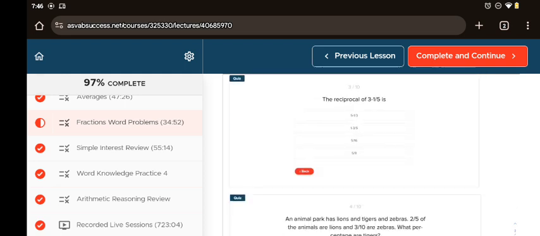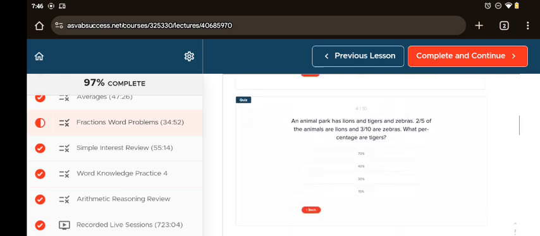Okay, number 3 says, the reciprocal of 3 and 1/5 is. Remember, the reciprocal is when we flip a fraction. But we can't flip this because it's a mixed number. So we turn it into an improper fraction. We do that by doing 5 times 3 is 15. 15 plus 1 is 16. That gives us the new numerator, and the denominator stays the same. Now we have a regular fraction, and we can flip it. So we get 5 over 16. We can't simplify this anymore, so we leave it just like that. 5 over 16, C is our answer. All right, let's keep going.